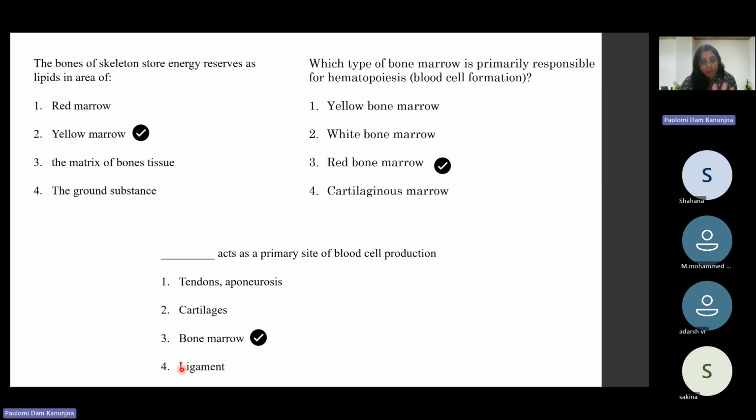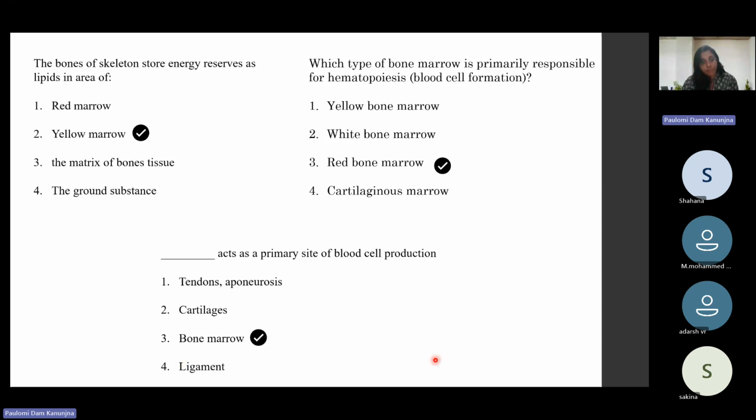So the answers, let me just show you the answer first. 2, 3, and 3. I hope that's what you answered. If not, it's okay. The first one says, which bone or skeleton store energy reserves as lipid, which is yellow marrow. The name itself suggests that it's for lipid, yellow. The next one says blood cells. Again, the name suggests red bone marrow. And blood, so you can associate it in this way.